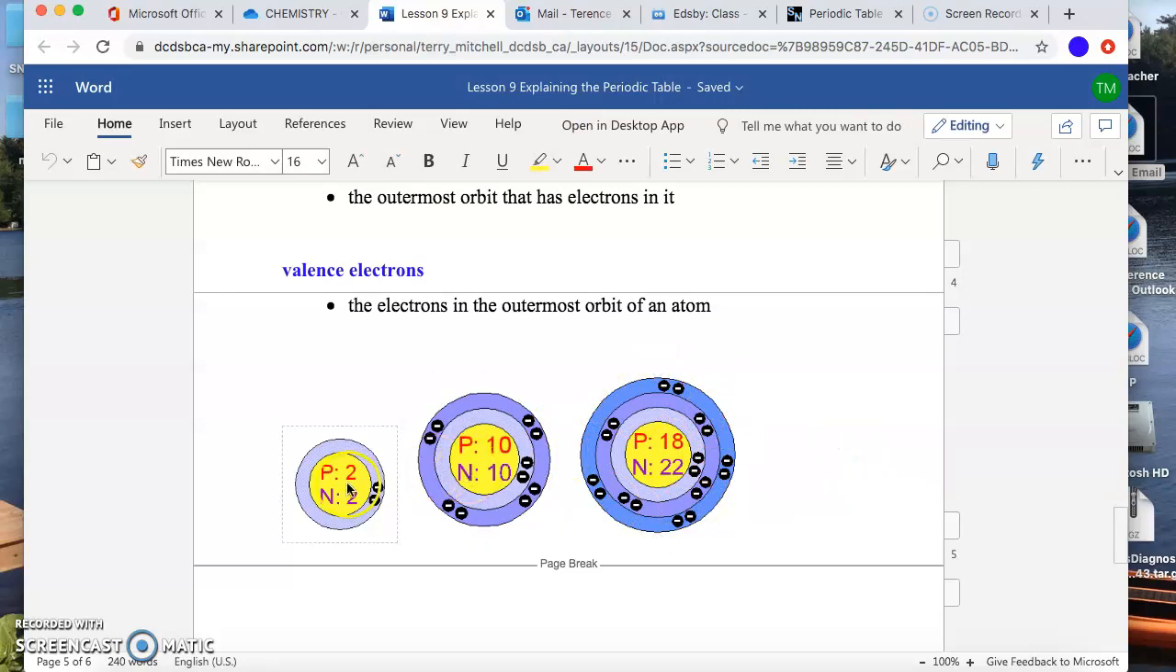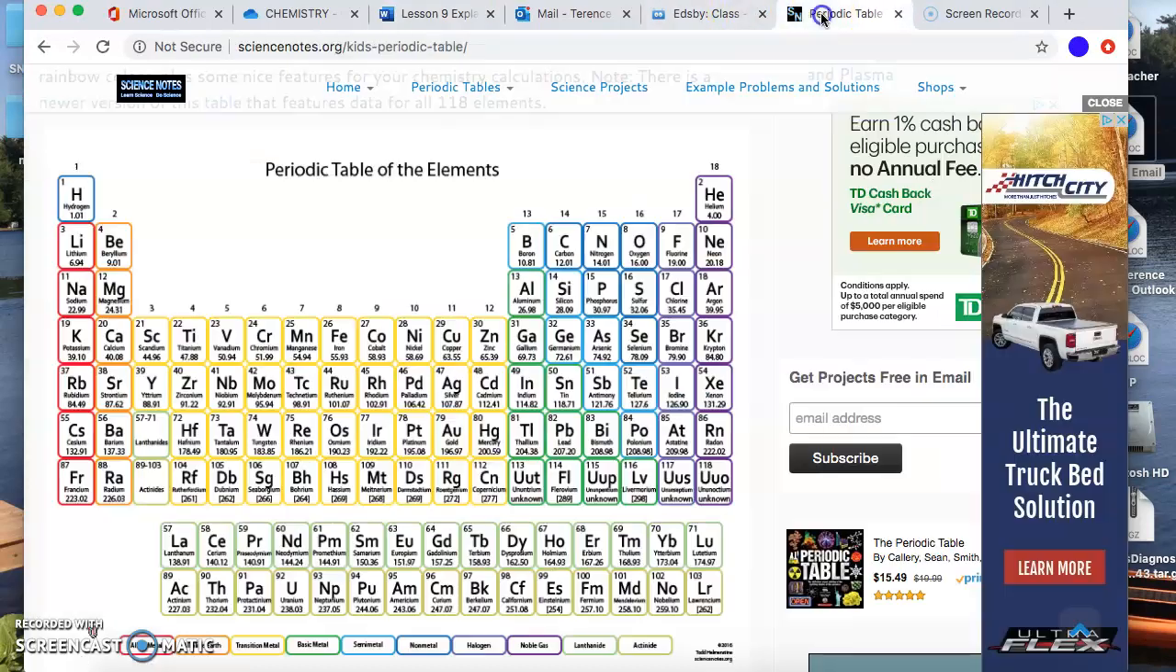The fact that these have full outer orbits tells me that these are our noble gases. And here's our 2, our 10, and our 18. When you have a full outer orbit, they are unreactive. We'll talk about this in another lesson, but the reason that things are reactive or unreactive is atoms always want to have a full outer orbit. Noble gases are happy. They have a full outer orbit.